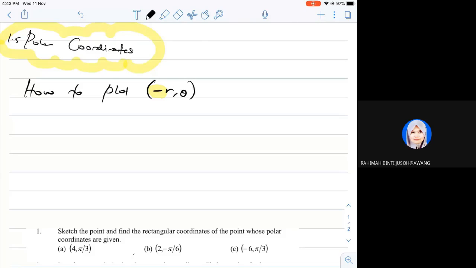There are two steps actually. So first step, we need to plot the positive r theta first. And then the second step, you have to reflect the coordinate.